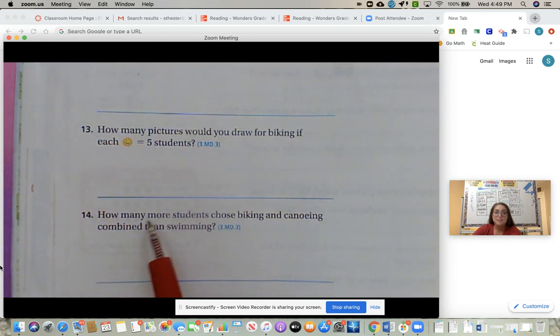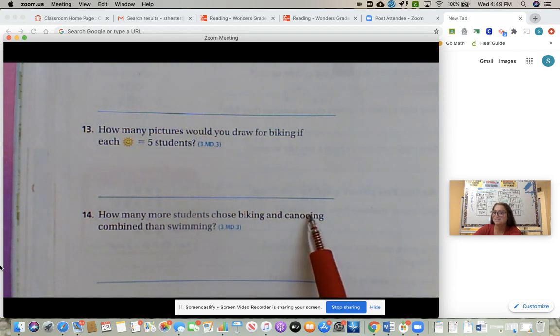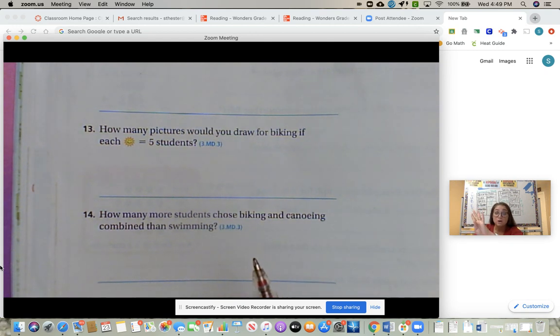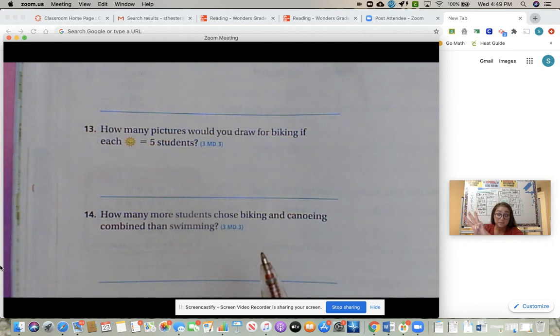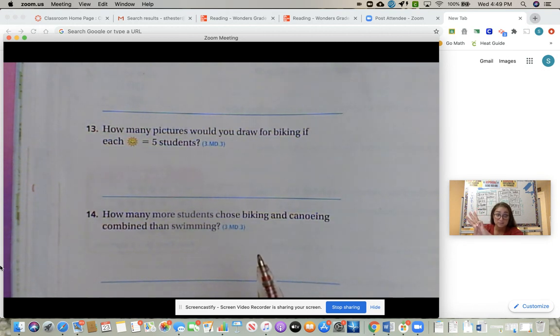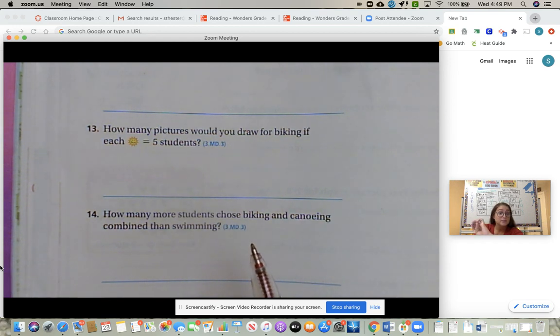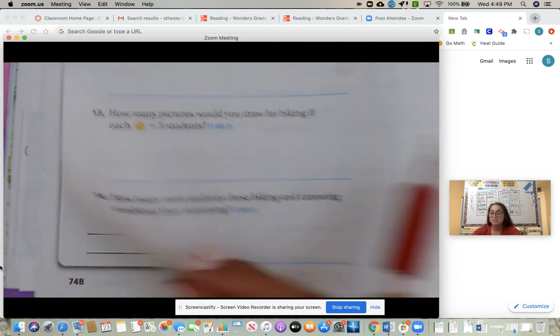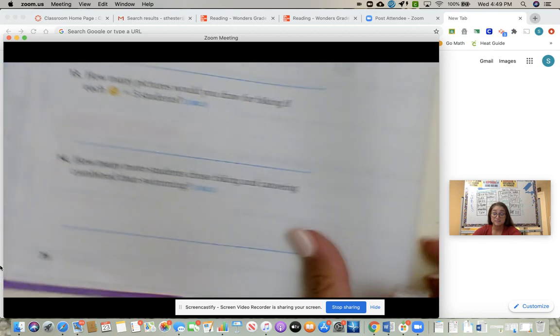Number 14, how many more students chose biking and canoeing combined than swimming? Wow, I have 3 math verbs. I have 3 activities, so I'm going to have 3 key numbers. Remember, your hint is you are always going to add before you subtract. I will give you that hint. All right. You need to finish page 75 and 76. That is today's work.